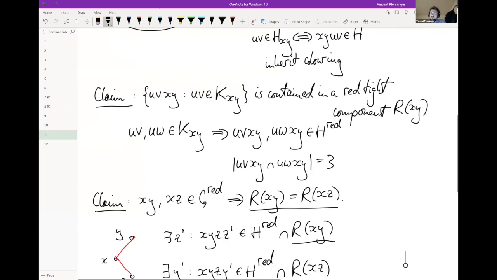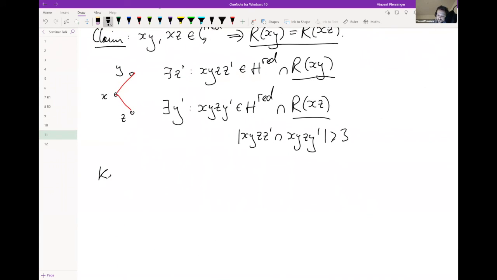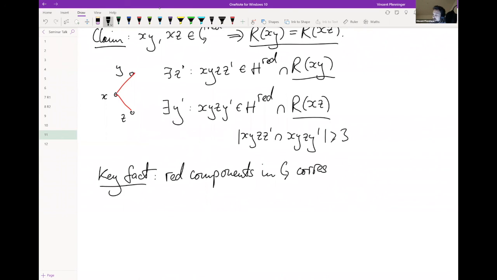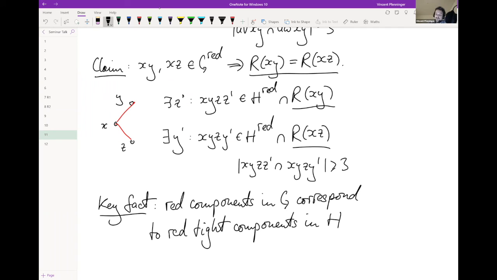Okay, so what does this now mean? We get our key fact, that red components in the blueprint correspond to red tight components in H, in the original graph. Right, because we showed here that if two red edges are touching, then they induce the same red tight component in H. So any red component in G, all the edges in it will induce the same red tight component in H.